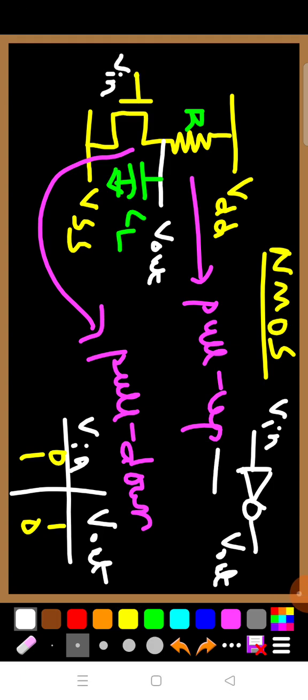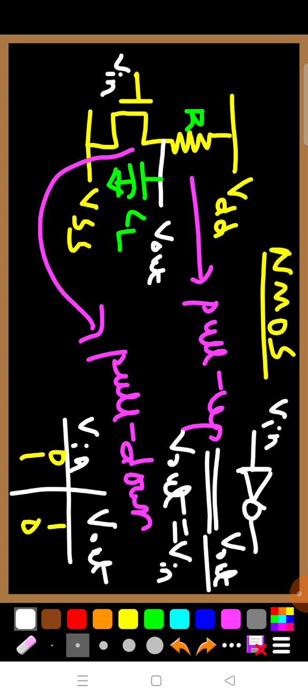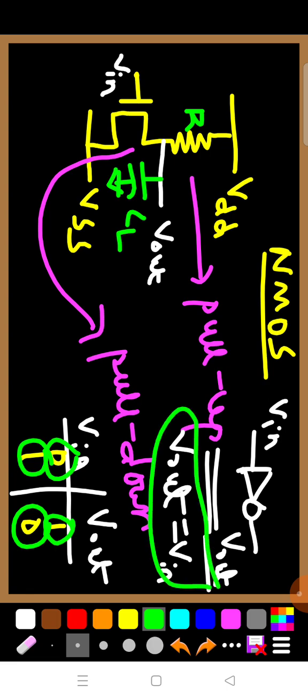Basically, an inverter is a device which produces the complement of the input. That means the output voltage is the complement of the input voltage. I hope you are clear. Now you can observe the truth table of the inverter. If the input is 0, the output is 1, and similarly if the input is 1, the output is 0. That's why an inverter is a circuit which produces the complement of the input.